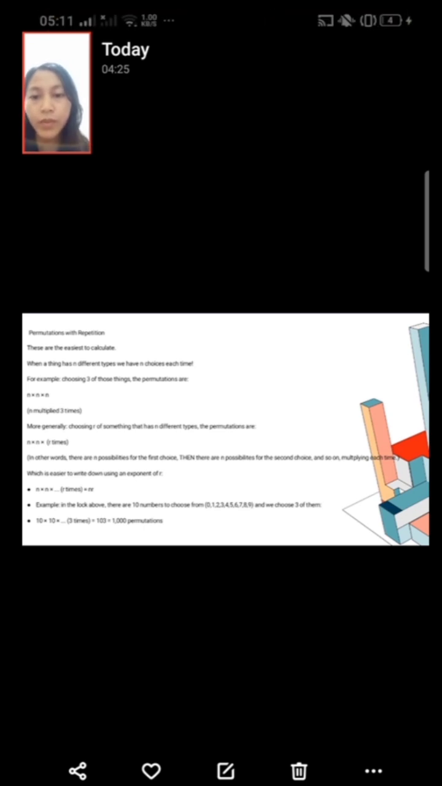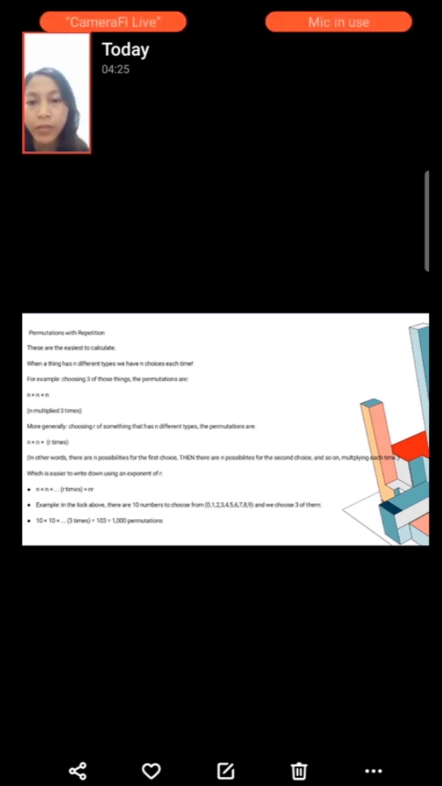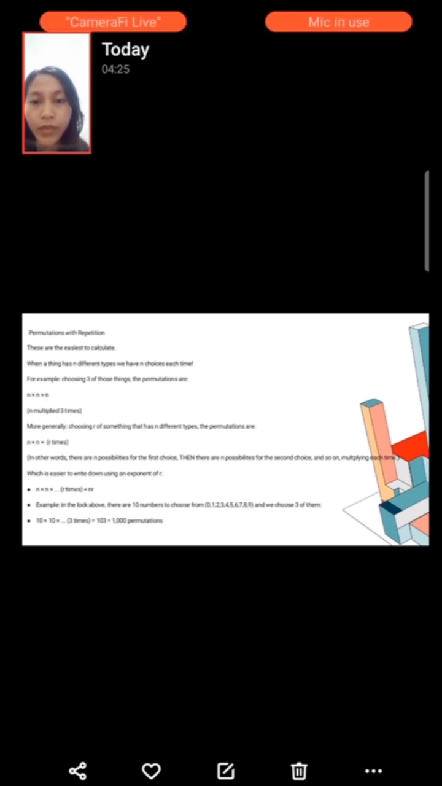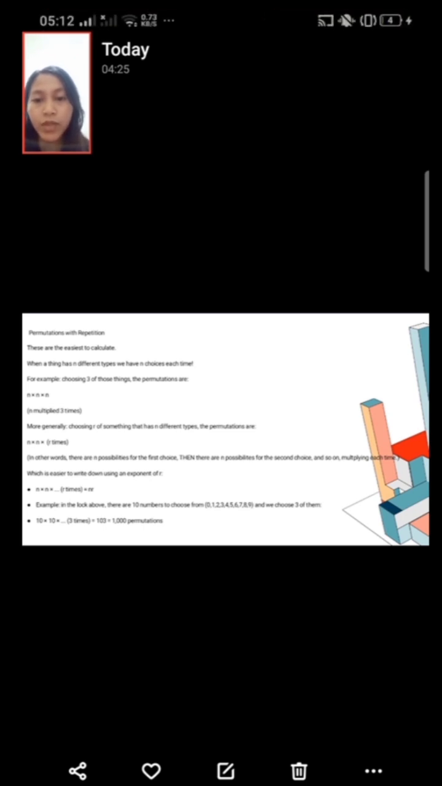Then in the example here, there are 10 numbers to choose from, 0 to 9, and we choose 3 of them. So we just simply multiply 10 by itself 3 times and we will get the result.